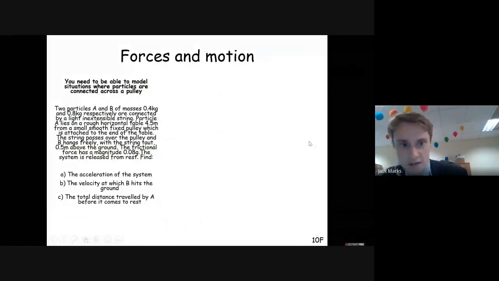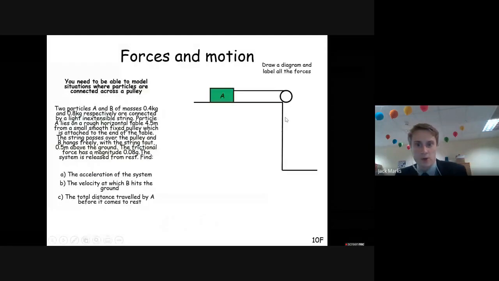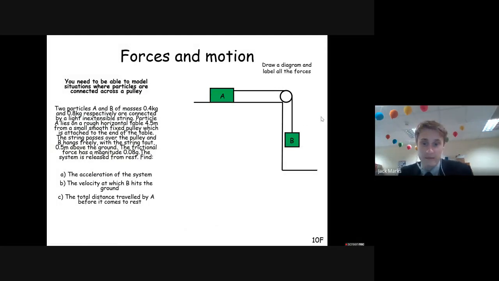Okay, let's look at our final example. So, some harder pulley questions that look something like this. This is quite a common exam favorite, this one. So very good one to be good at, okay?